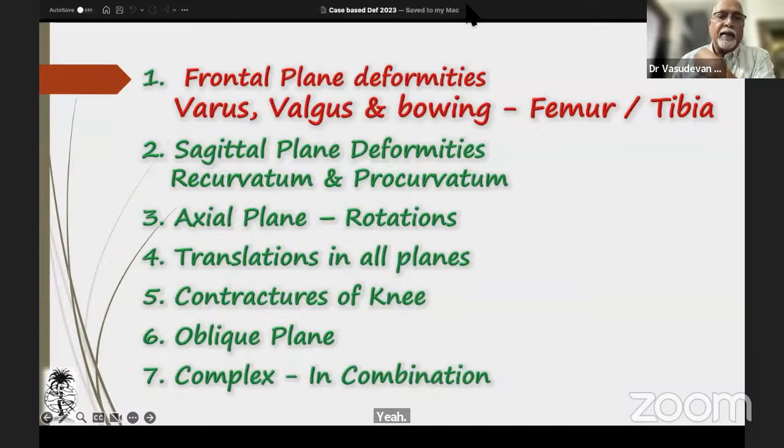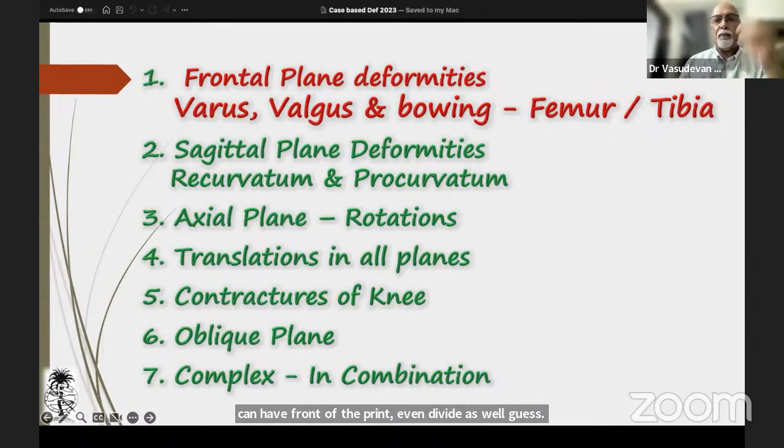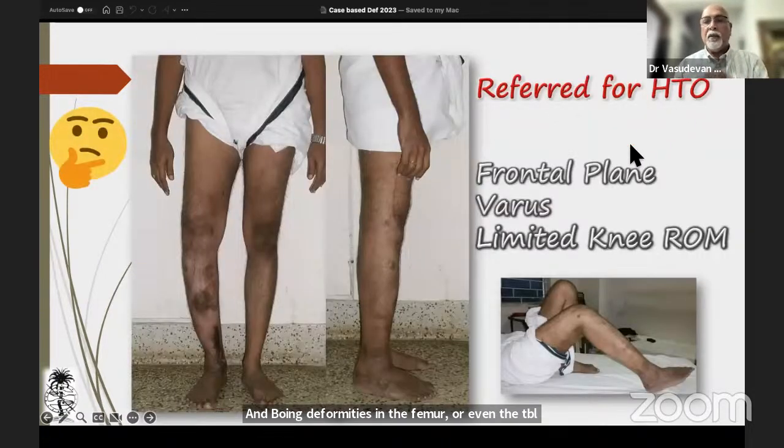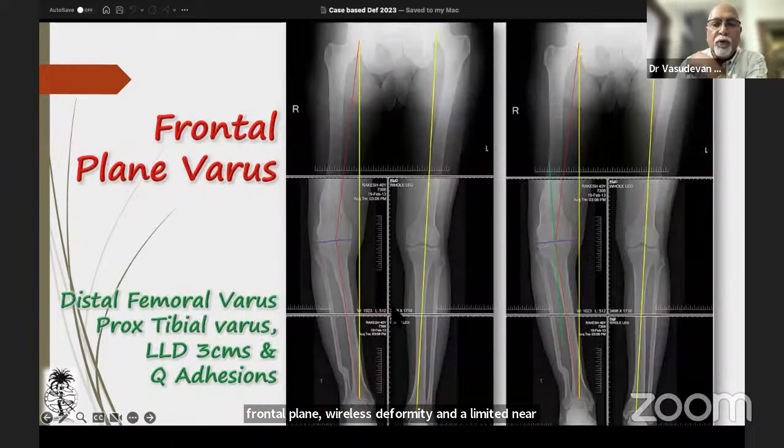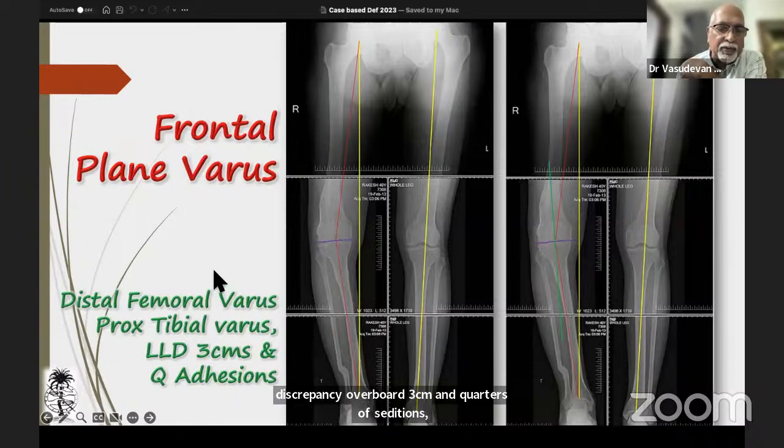Now we go on to frontal plane deformities. You can have frontal plane deformity, varus, valgus, and bowing deformities in the femur or even the tibia. So he was actually referred to me for HTO. He had a frontal plane varus deformity and limited knee range of movement. This was his full length X-ray. You can see he has a distal femur varus and a proximal tibial varus, limb length discrepancy of about 3 centimeters, and quadriceps adhesions. So as an overall treatment, you have to treat all these issues. You cannot manage this just by an HTO.